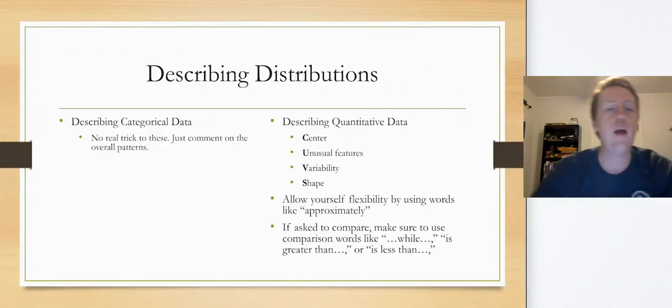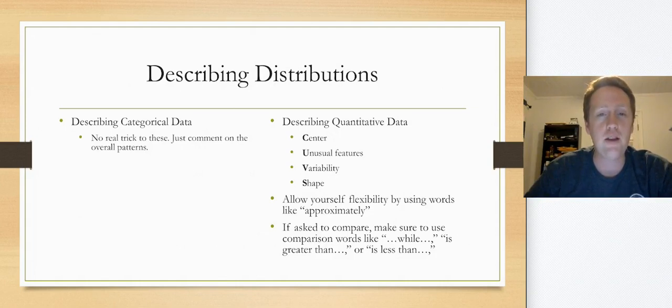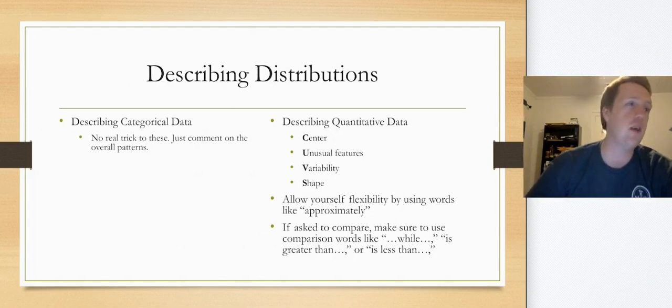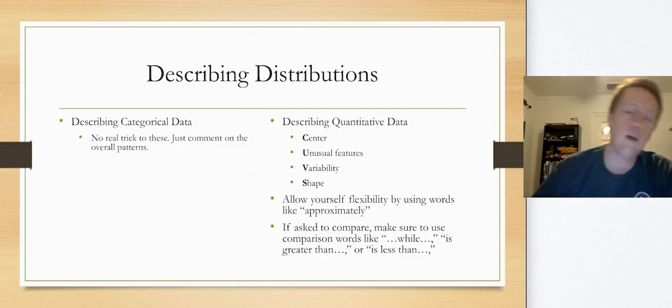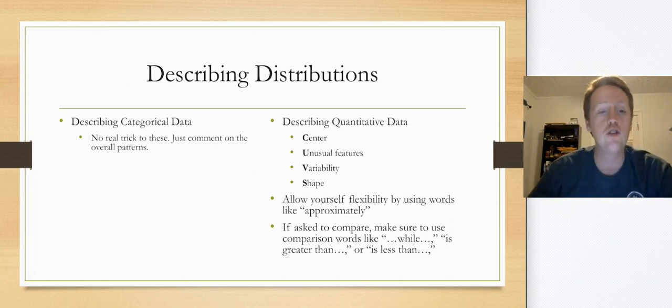All right, describing distributions. So categorical data, there's really no trick. Just make sure that you're commenting on overall patterns. Notice which one's got the biggest one, which one has the smallest number of observations. Is there any trend at all? So no real trick. Quantitative data though, CUVs. Center, unusual features, variability, and shape. Make sure that you're allowing yourself flexibility by using words like approximately. And if you are asked to compare, you had better compare. You have to use words like while, or is greater than, or is less than, something like that to show you're actually comparing and not just listing.